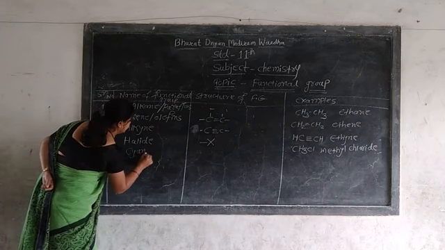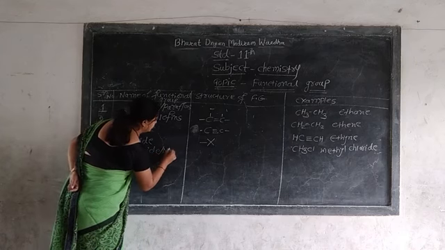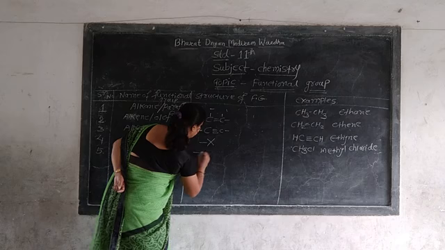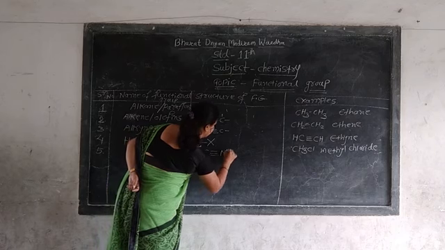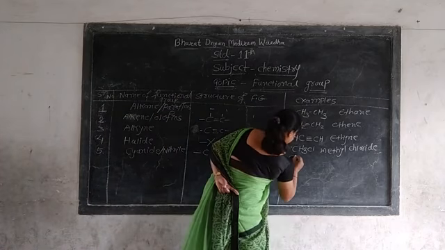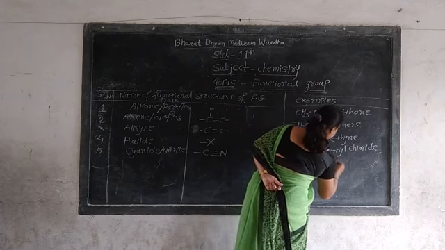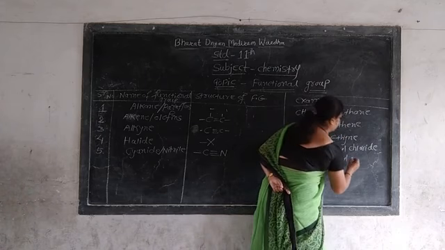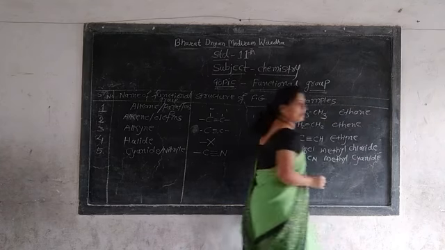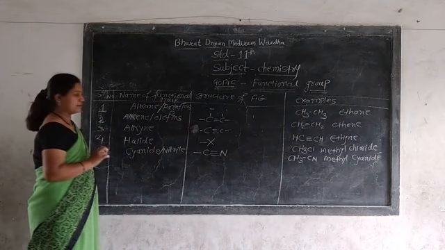Then next is cyanide, also called nitrile. The structure of the functional group is C triple bond N. An example is CH3CN, methyl cyanide, which is also called acetonitrile.